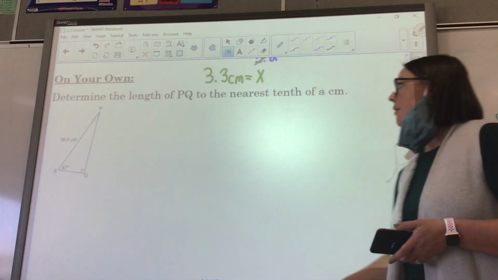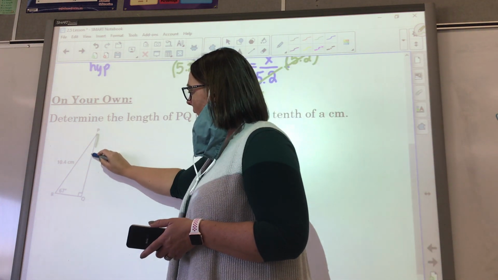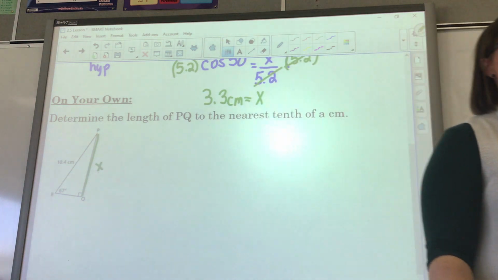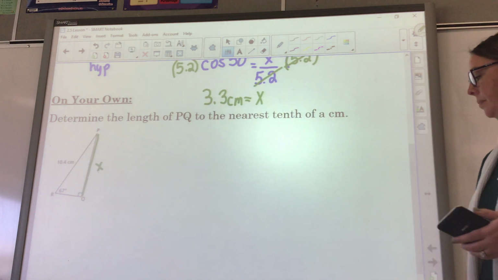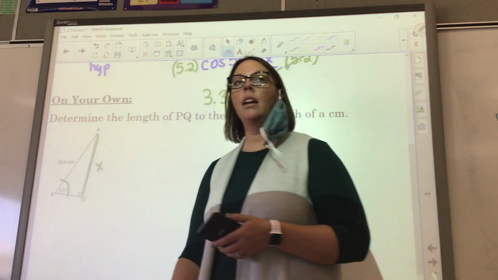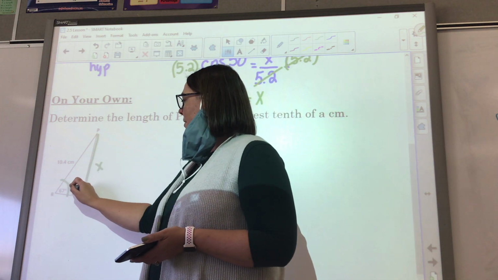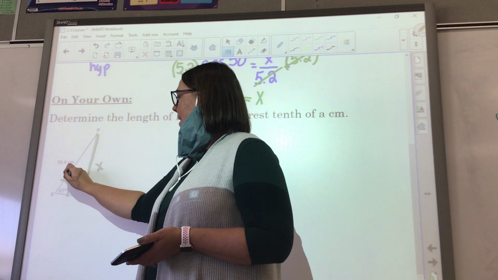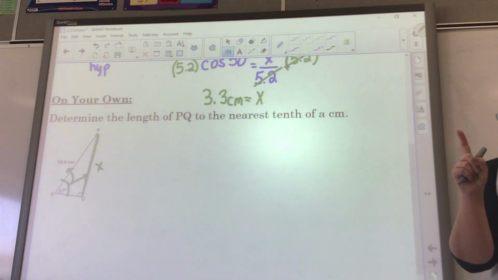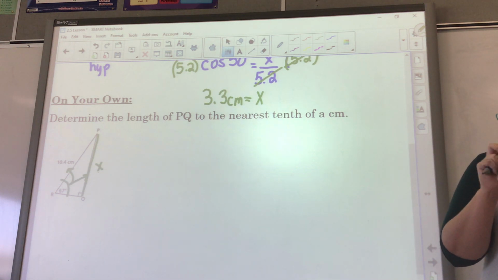Okay, try this one on your own. You're looking for the length of PQ to the nearest tenth. So you want to know this side. Okay, put an X there or something so that you know what side you're looking at. I'm given that angle. So from that angle, I'm looking for that side, and I know that side. You always have to go with the one that you know and the one that you're looking for. And then label those sides.